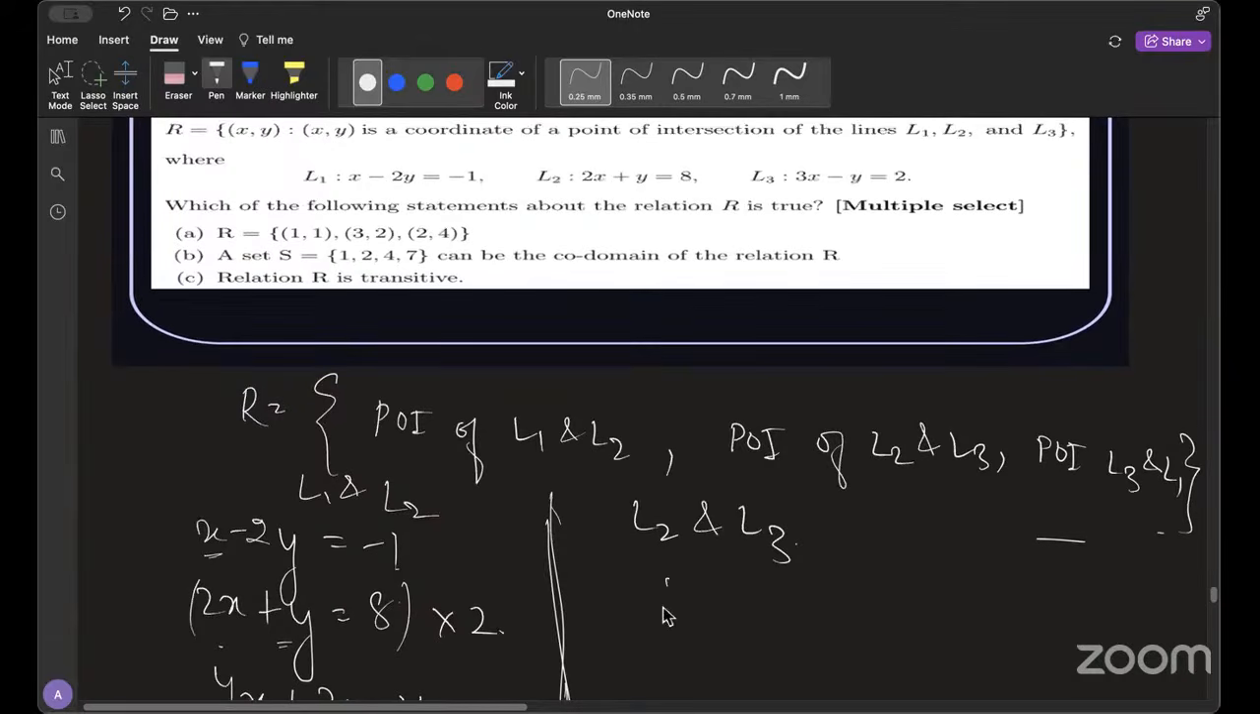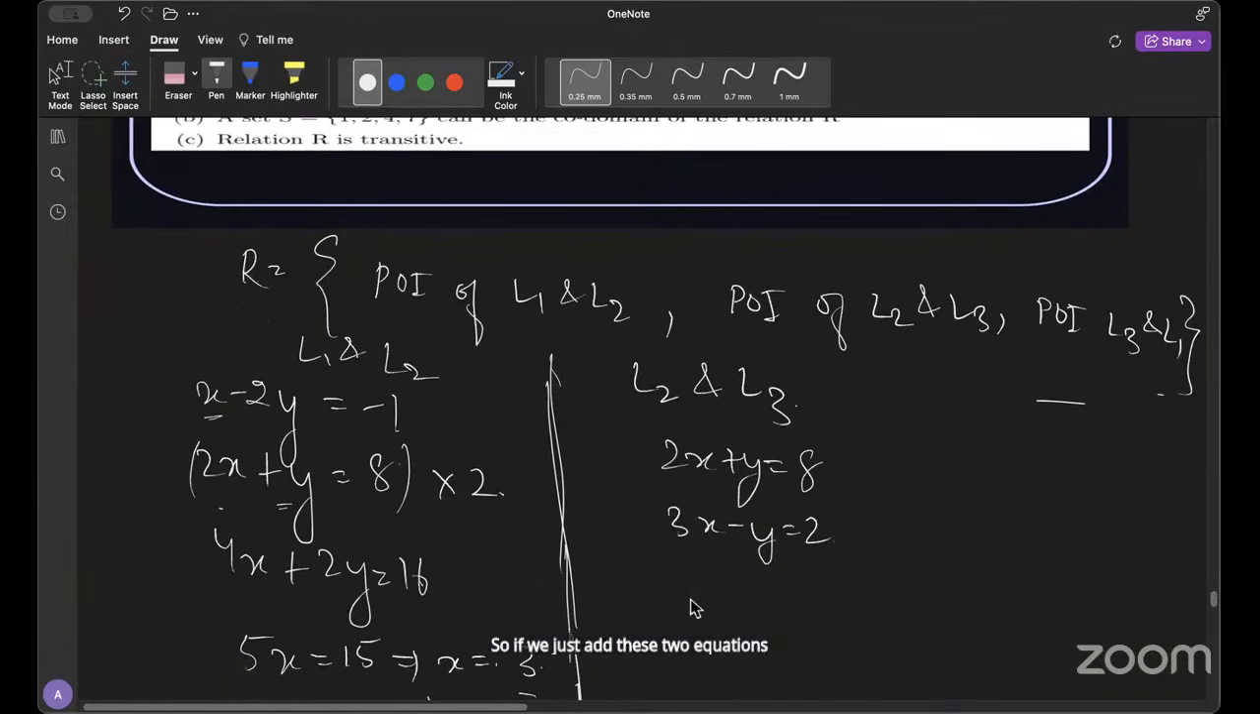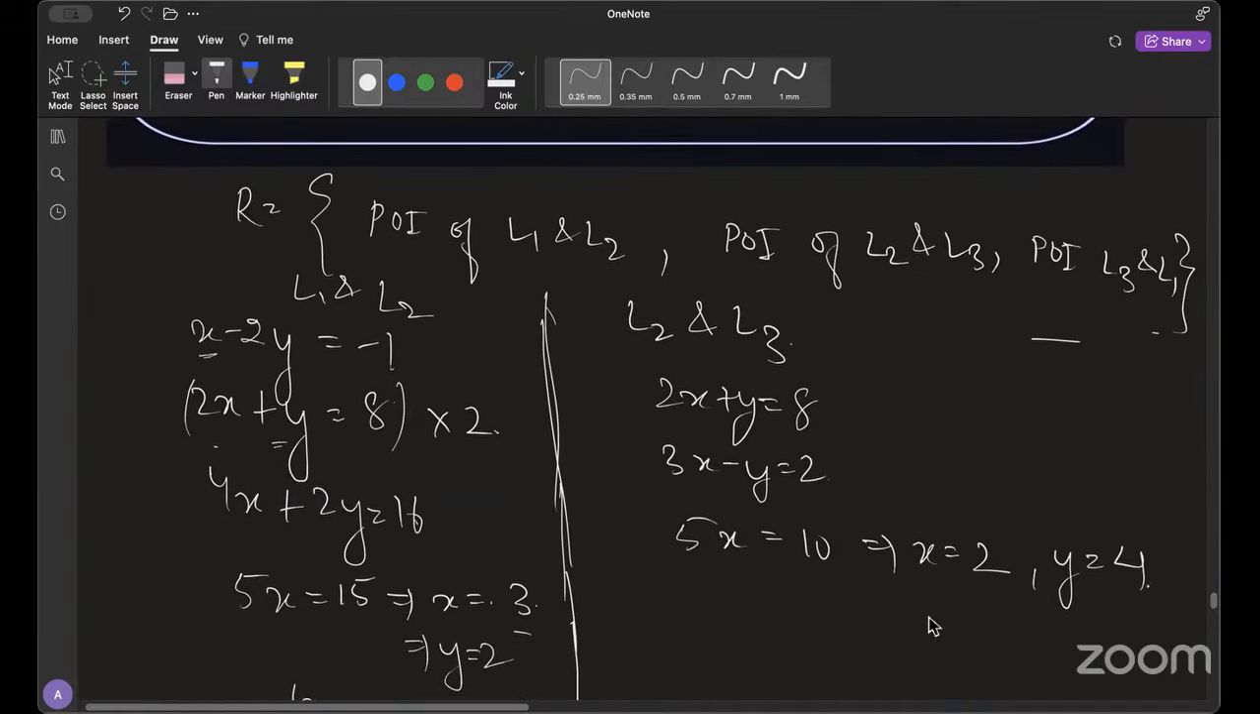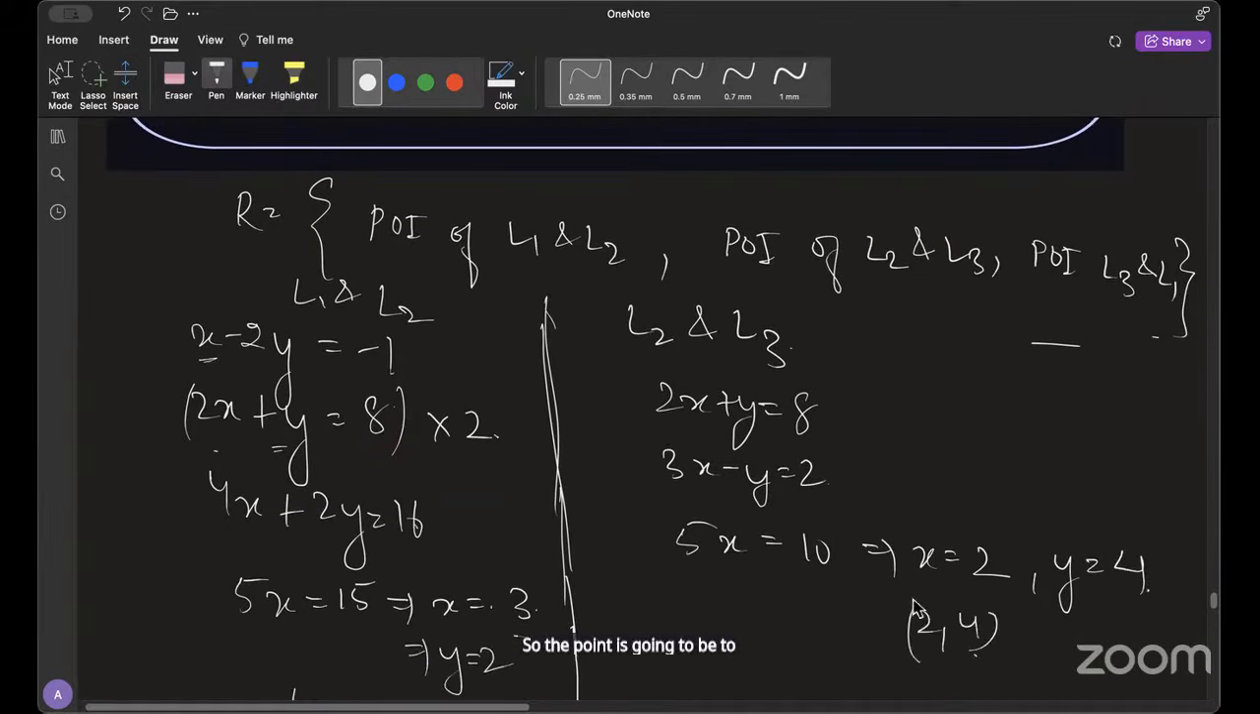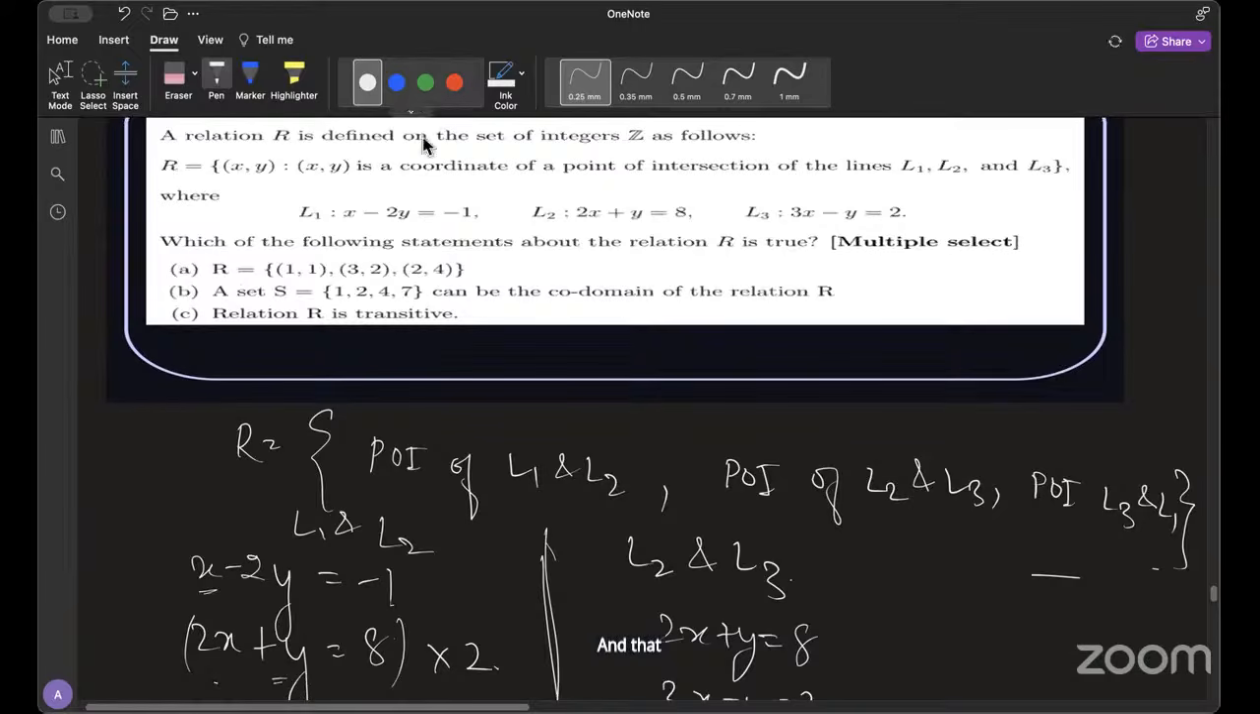Now we have 2x plus y equals 8 and 3x minus y equals 2. If you just add these two equations, you have 5x equals 10, which means x is 2, and your y is 4. So the point is going to be (2, 4), and that's also in the relation.